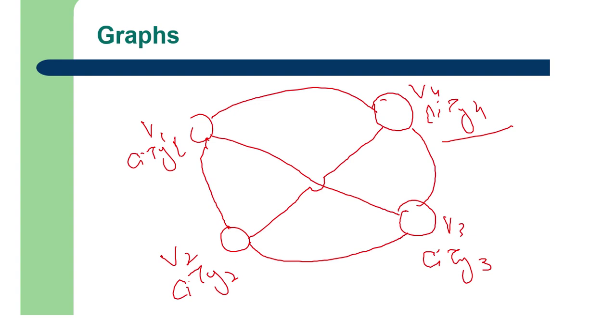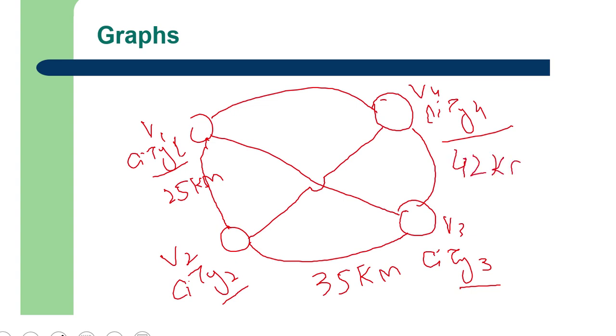From city 1, if we want to move to city 2, there is a road of some length. For example, the length of the road is 25 kilometers. City 1 is 25 kilometers away from city 2. The distance between city 2 and city 3 is, for example, 35 kilometers. Similarly, the distance between city 3 and city 4 is, for example, 42 kilometers.